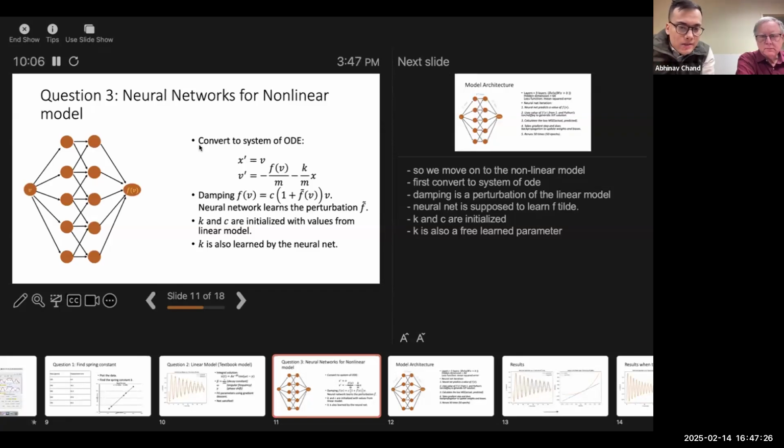And as for the k and c, they are initialized for the neural net with values that were learned from the linear model. And at the same time, k is also learned by the neural net, which means that it can tinker with that value as it wants.